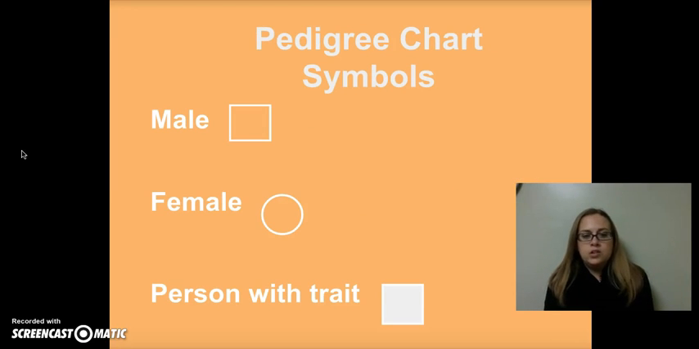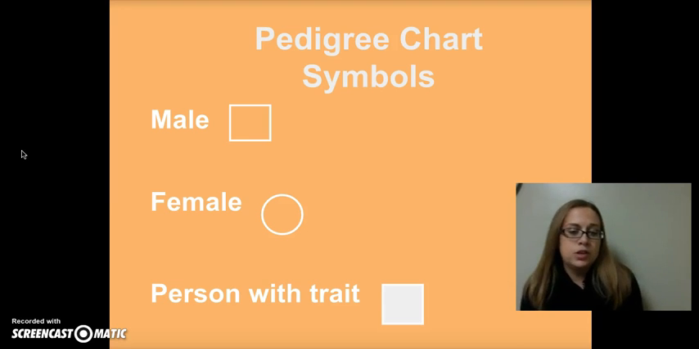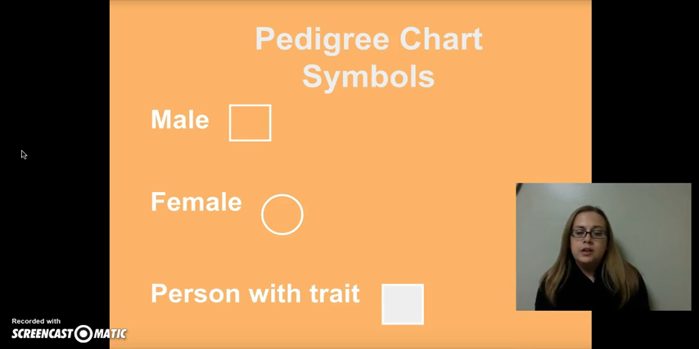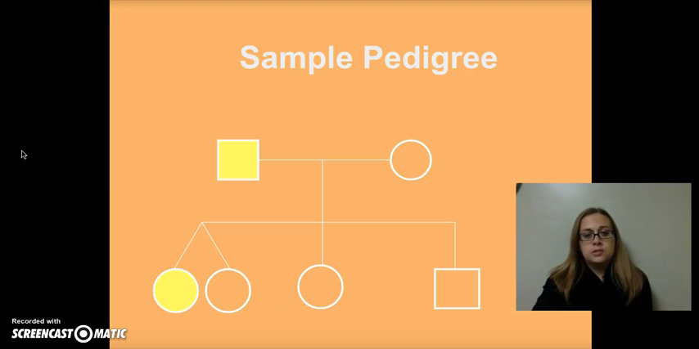When we make a pedigree chart, we have certain symbols that we use. So males are always going to be represented by a square, females by a circle, and then anytime you're trying to indicate that somebody has the trait that you're looking for, you just color in either their square if it's a male or their circle if it's a female, and that indicates a person with the trait of interest.